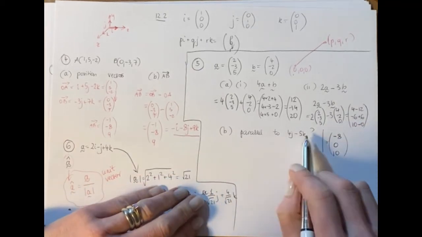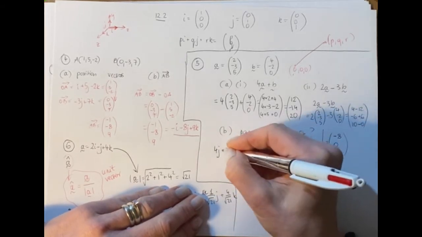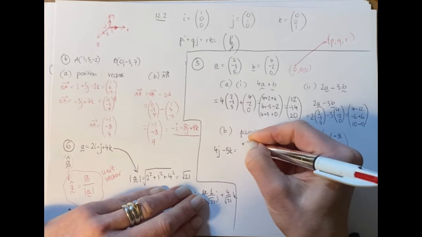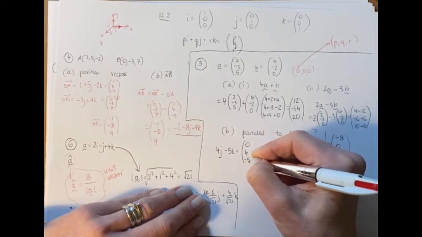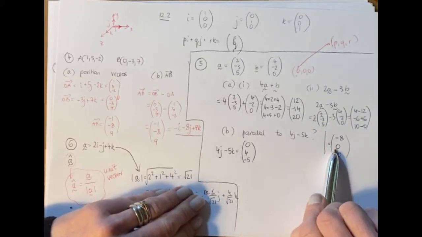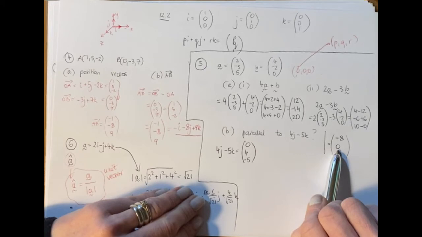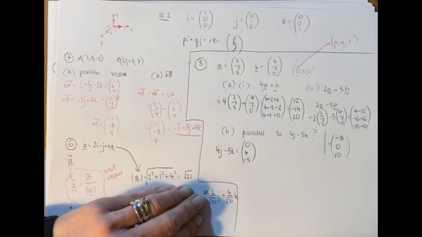Now, is any of these vectors parallel to 4j minus 5k? Let's write this as a column vector, so 0, 4, and minus 5. I can see clearly it's not going to be this one because it has a 0 as the middle entry. Or neither is it this one, so what's happening here?